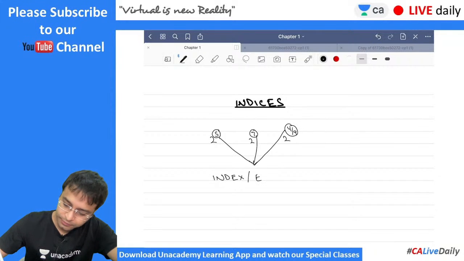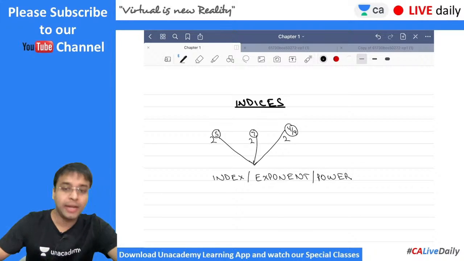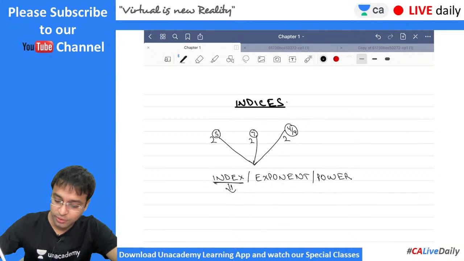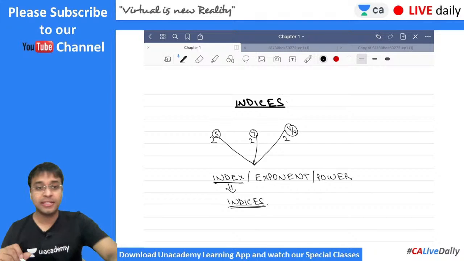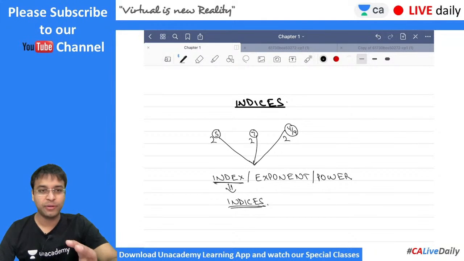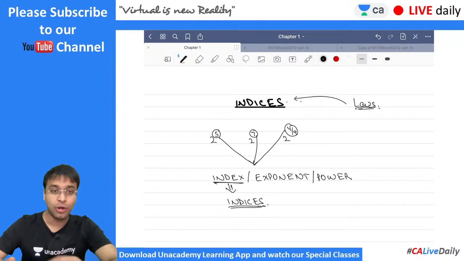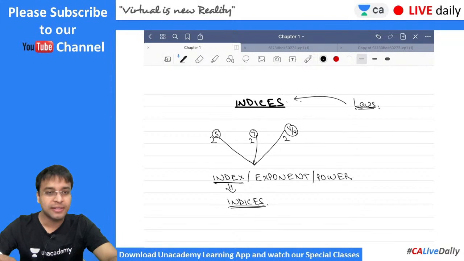Index, exponent, power. And indices is nothing but the plural of index. So the plural of index is indices. And in this session, all we have to learn is some laws of indices, so that the complicated calculations get a little simplified.